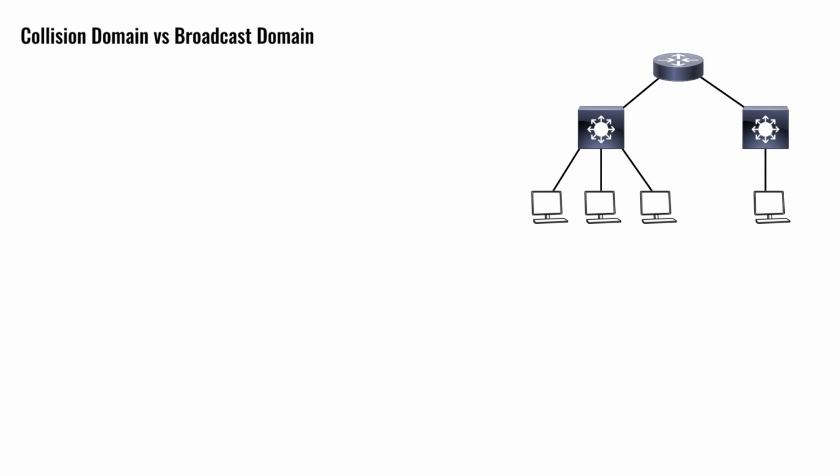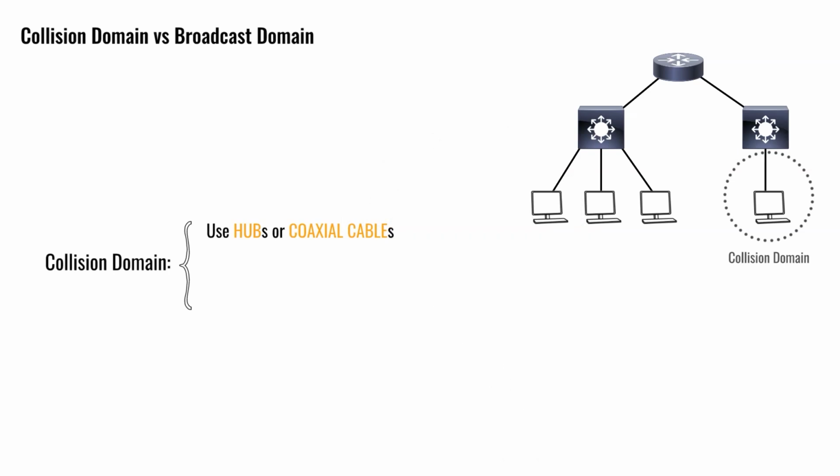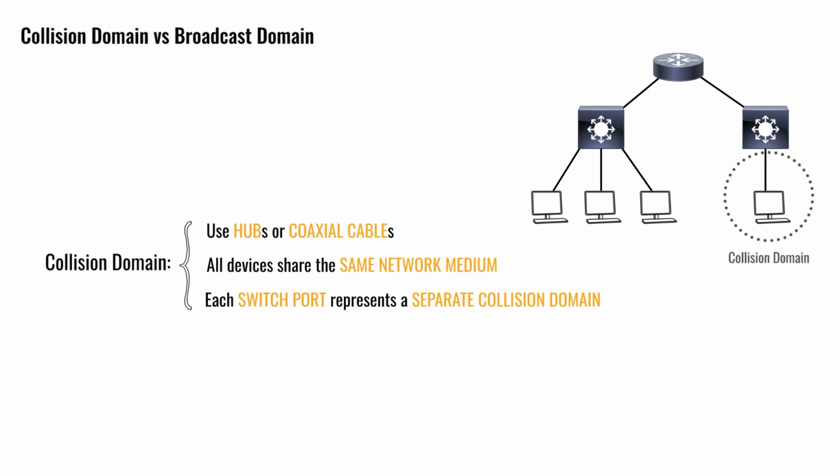Consequently, a collision domain is a network segment where data packets can collide if two devices transmit simultaneously. In networks using hubs or coaxial cables, the entire segment forms a single collision domain, as all devices share the same medium. However, modern Ethernet networks with switches reduce collision domains by giving each port its own dedicated segment, effectively eliminating collisions.